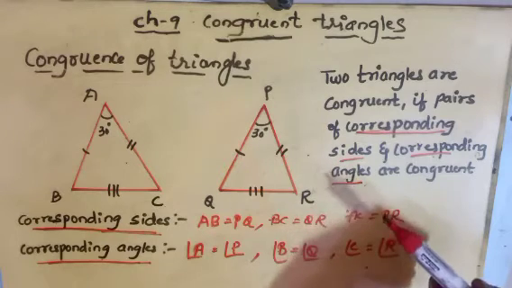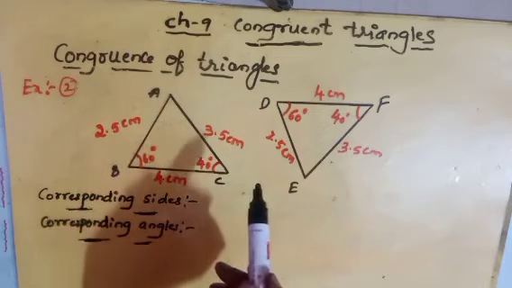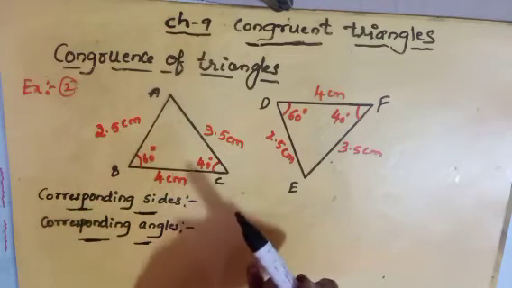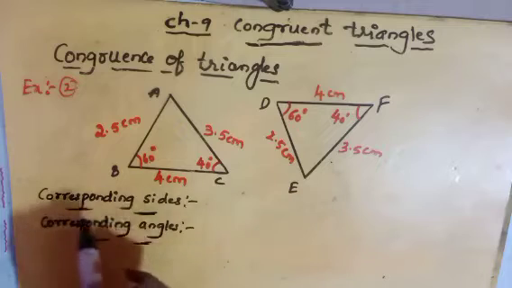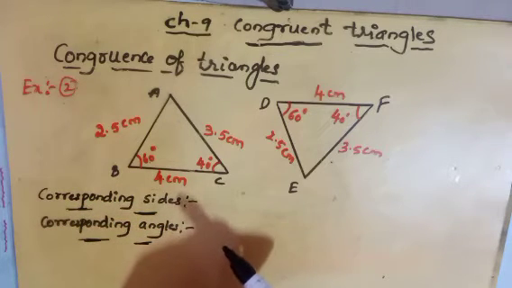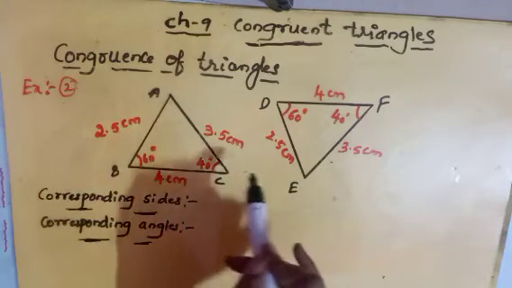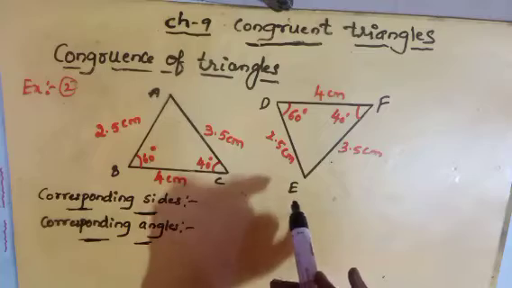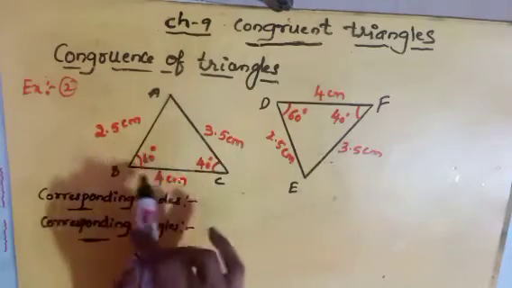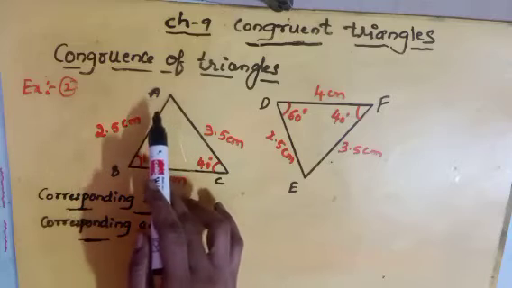Let me take one more example, a second example for congruency of triangles. When corresponding sides and corresponding angles are equal, we say the two triangles are congruent. I have drawn two triangles, triangle ABC and one more triangle EDF, with measurements. Now let us take the sides.